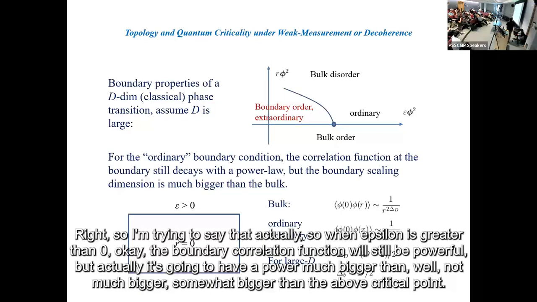So I'm trying to say that when epsilon is greater than zero, the boundary correlation function will still be a power law, but it's going to have a power somewhat bigger than the bulk critical point.